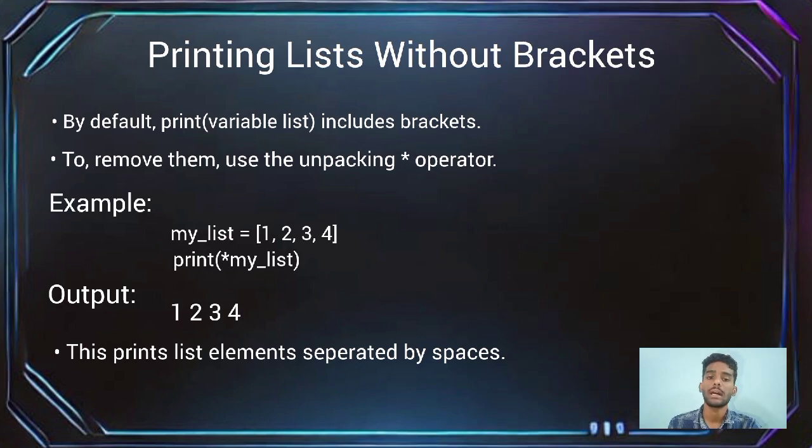We can do this using the unpacking star operator in Python. Example: my_list = [1, 2, 3, 4], print(*my_list). We can see the output is 1 2 3 4. Here is how it works: the star operator unpacks the list, meaning it sends each element individually to print. Since print separates values by a space by default, the output is clean and simple. This is an easy way to display list values without brackets.